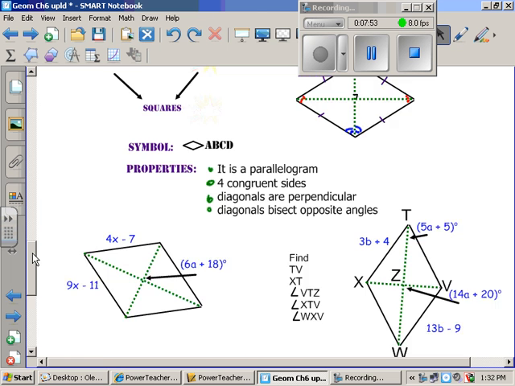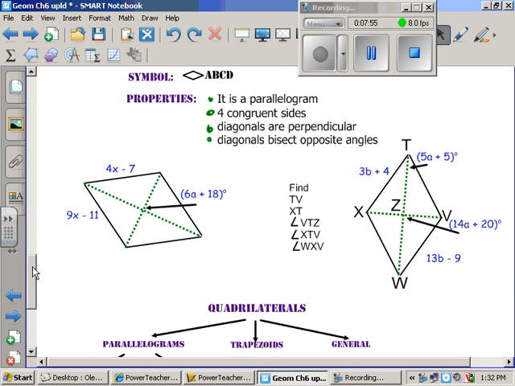All right, so we can solve equations. We can say it's a rhombus, so opposite sides are equal. Or actually, all sides are equal. So 9x minus 11 is equal to 4x minus 7. So 5x is equal to 4. So x is 4/5. I'm going to solve for x.